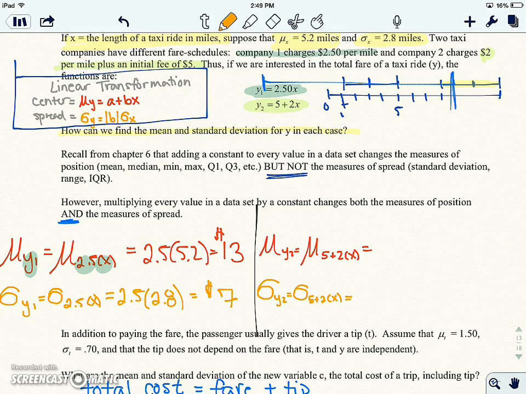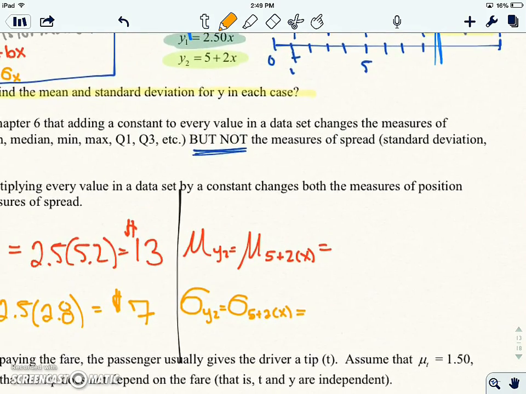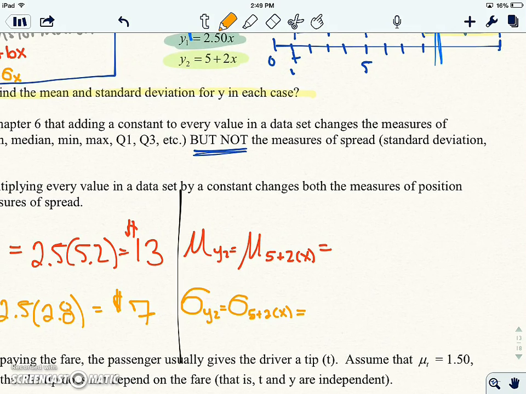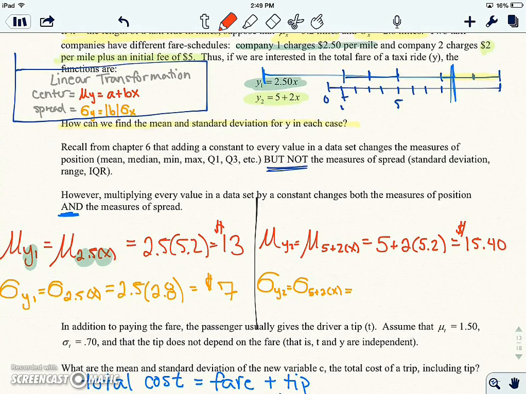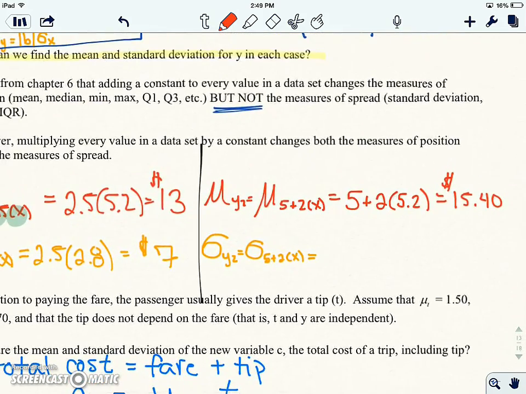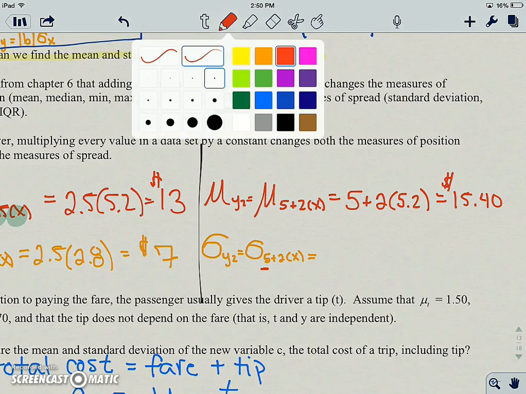For Company 2, this is where we have to be a little more careful. When we're doing the mean, we're going to start at 5 and do 2 times the average number of miles in a ride, and we get 15.40. However, when we're doing the standard deviation, we are just multiplying, so we don't need the 5 this time. That's what we were talking about before. Remember, we just multiply when we're doing standard deviations.